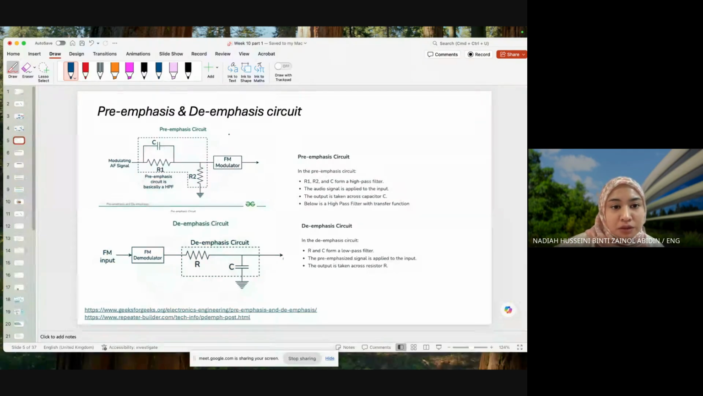Okay. So this is the pre-emphasis and de-emphasis circuit. This is the pre-emphasis circuit. We start with our signal over here. Let's just call this m(t). And this m(t) travels through a parallel construction.